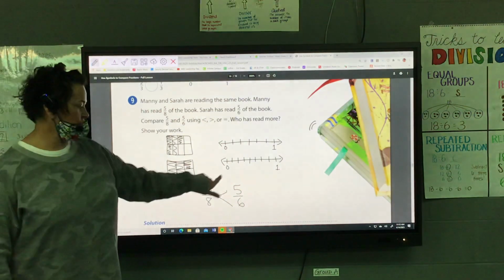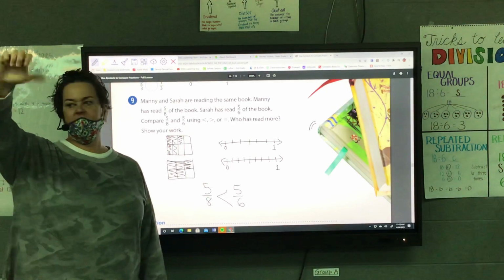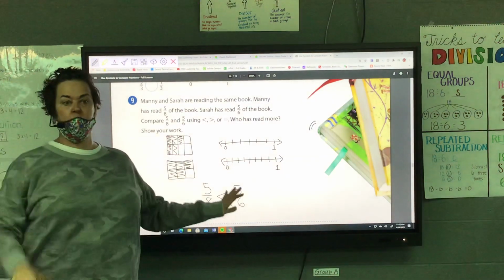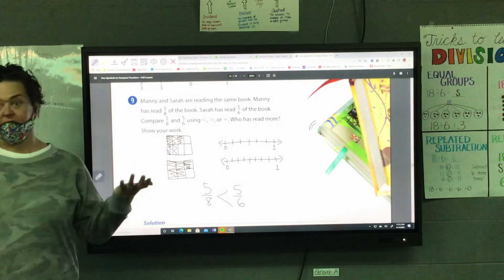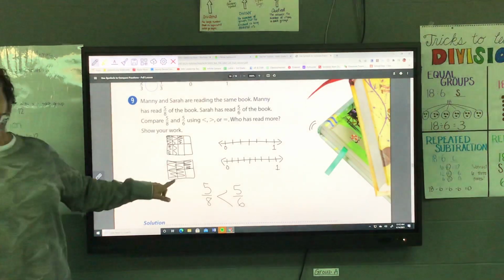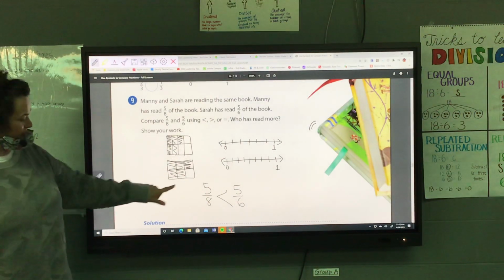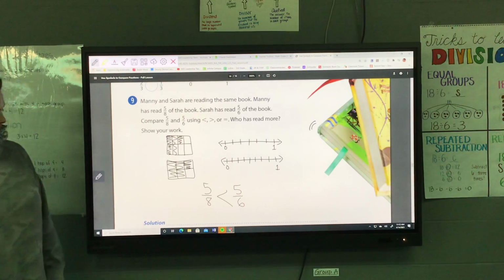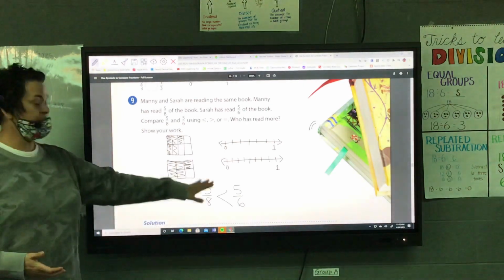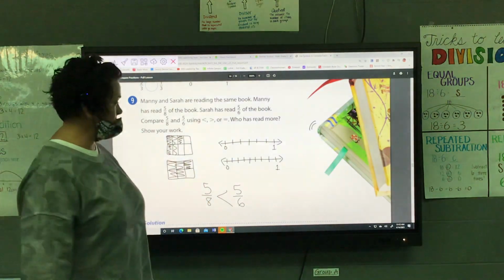How did you do on your symbol? Did you get it or no? Be honest, yes or no? Because there's no in between. You either got it or you didn't, right? Okay, so if you have 5 of the 8 pieces and 5 of the 6 pieces, you have more with those 5/6 than you do with the 5/8.